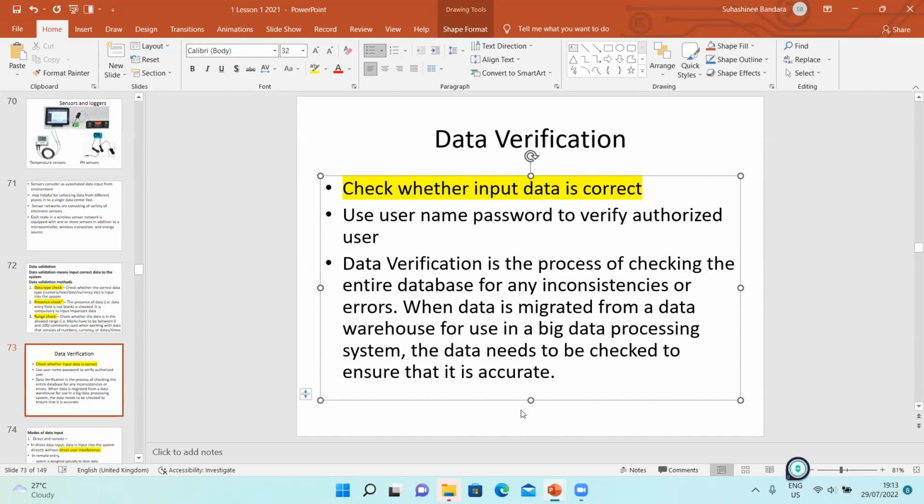Normally, while we are typing, we check. As you have seen, I am doing spelling checks and grammar checks. So while typing, we check whether there are spelling mistakes and correct them. That is verification. We'll copy this one also.